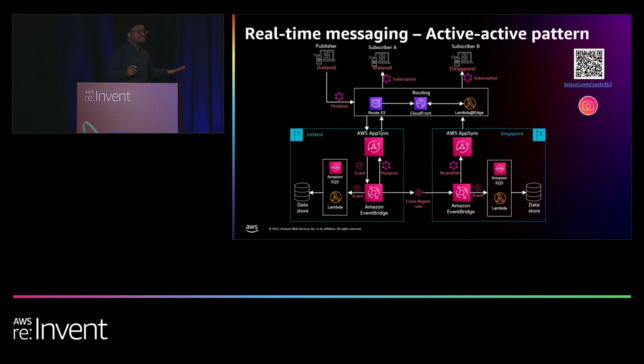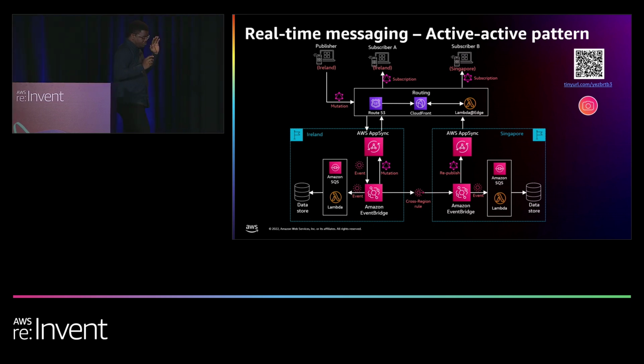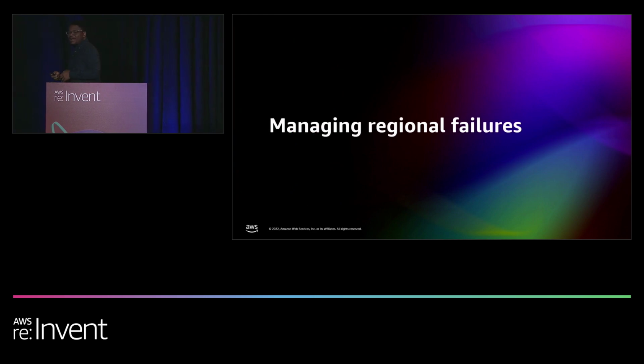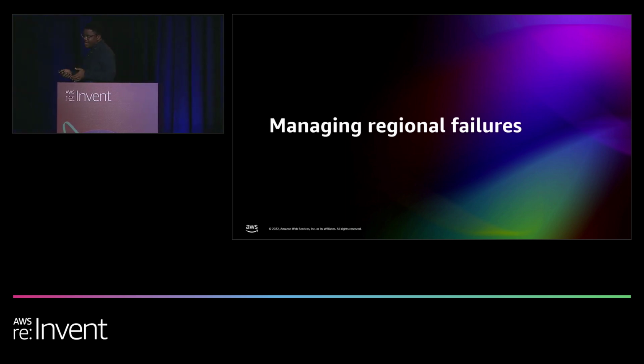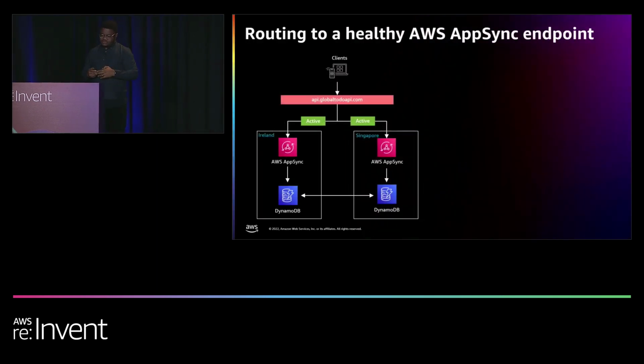So we've covered 3 use cases. So the non-critical workload with RTO, RPO from minutes to hours. We've covered the critical workloads with near real-time RTO and RPO. And we've covered the 3rd use case for real-time messaging. Now, once you've set up your architecture, the next thing you need to think about is how do you manage regional failures? And by that, I mean, how do you make sure that you can identify when a region is unhealthy and route all your traffic to the other region?